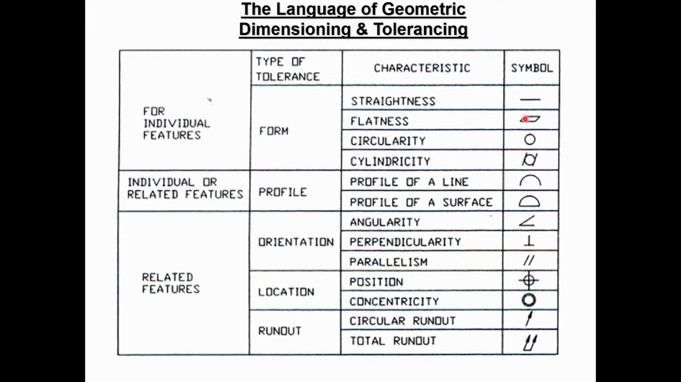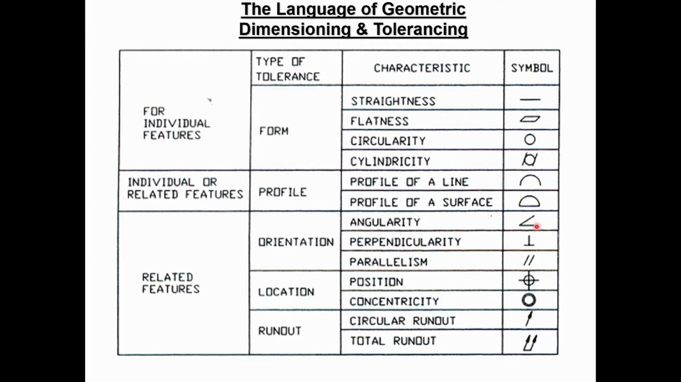Okay, flatness, this parallelogram is trying to depict that this is actually a surface and it needs to be flat. Okay, circularity, again, a 2D feature, right? It's round. Okay, cylindricity, now we have a 3D hole, right? It's a cylinder. Profile of a line, so some sort of arc or feature that may not be straight, but we have a tolerance that we want to try to follow. And the profile of a surface, again, this is not going to be a flat surface, but we want to be able to follow the contour.